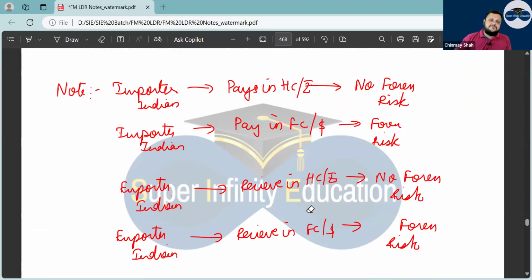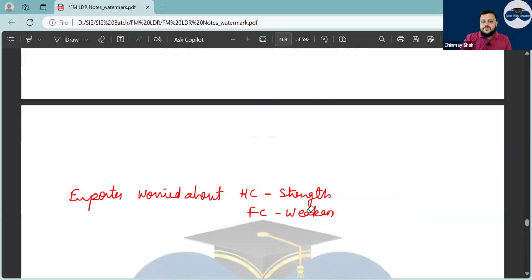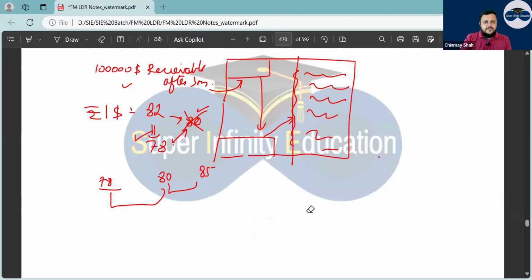But now, whenever you are importing something and you tell the opposite person, I will pay in rupees only, from India, is there foreign currency risk? No. Or you are exporting, and you say I will receive payment only in home currency. Is there a forex risk? No. Forex risk arises when the importer has to pay in foreign currency or the exporter receives in foreign currency. Exporter is worried about that.